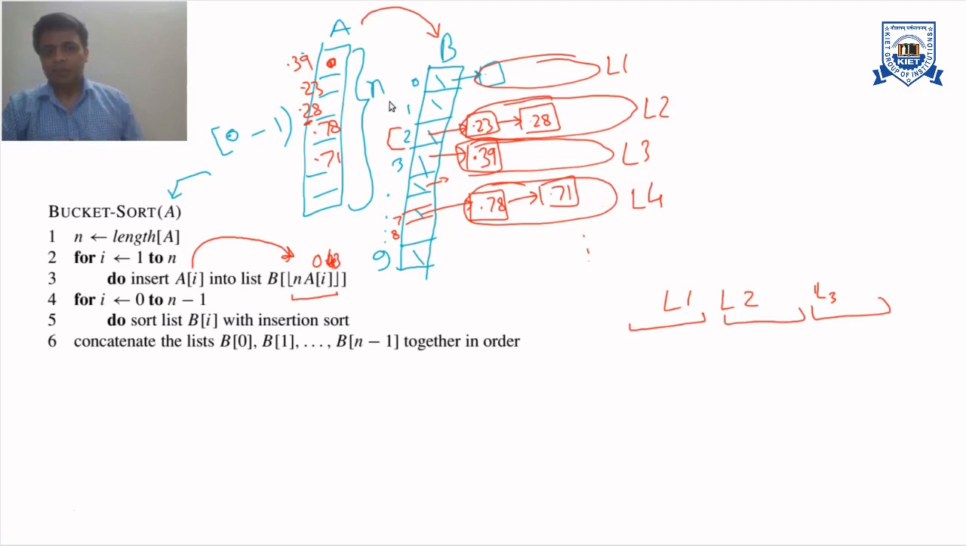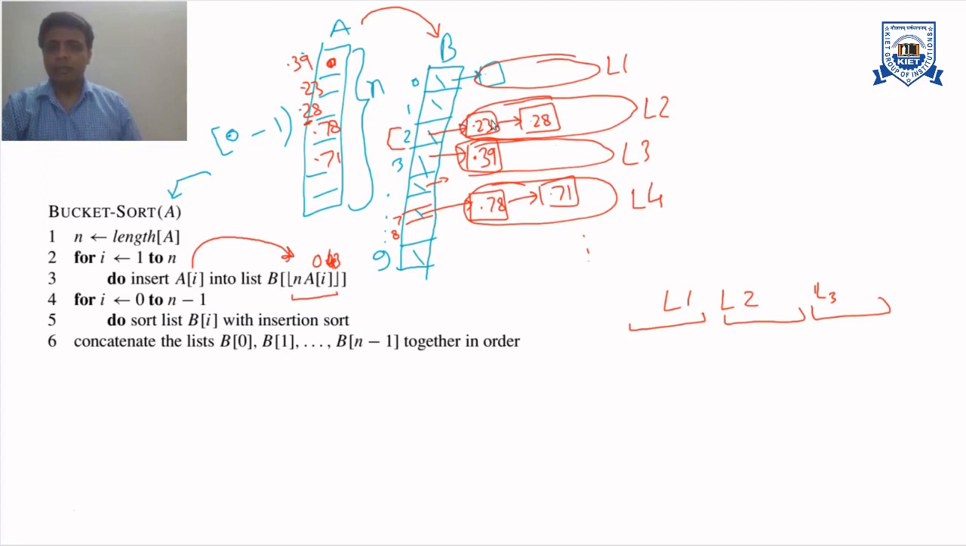Now once we got all the data into the B array through this linked list implementation, we perform insertion sorting on each and every non-empty bucket. So if there is an empty bucket, there is nothing to do, and if it is a non-empty bucket, there is more than some data. So we simply perform insertion sort on all of that data in a single bucket.